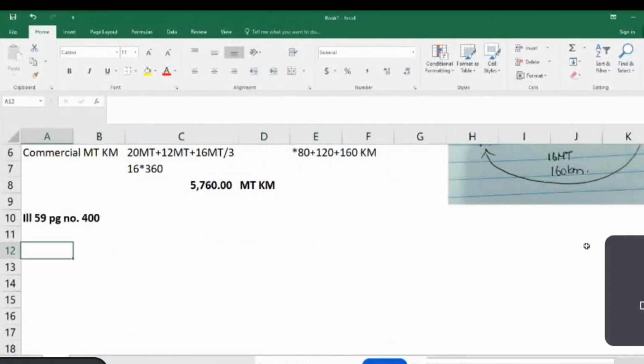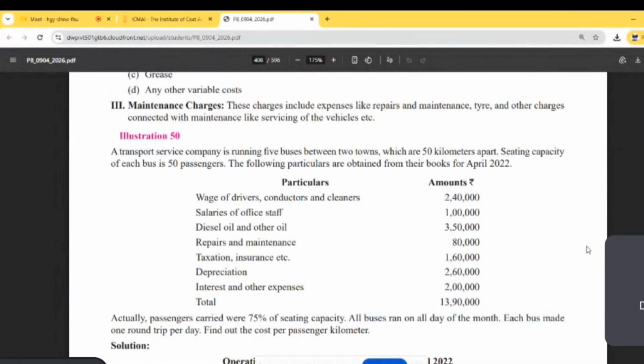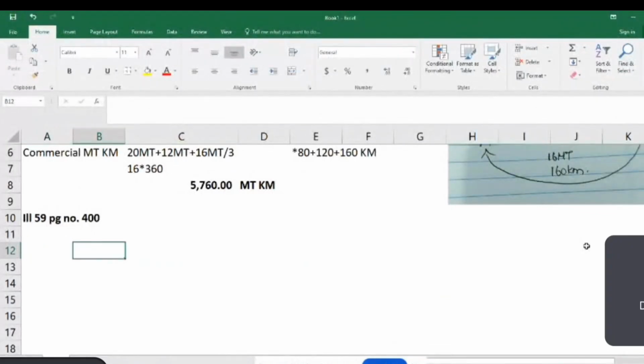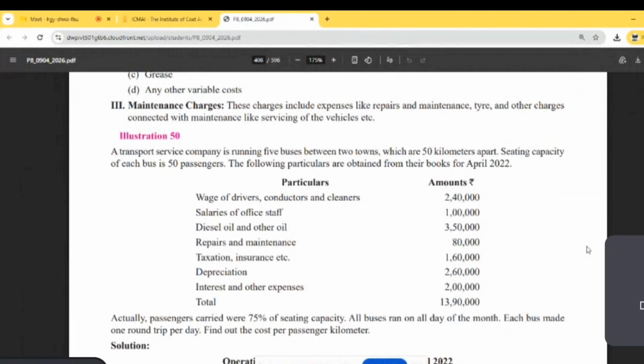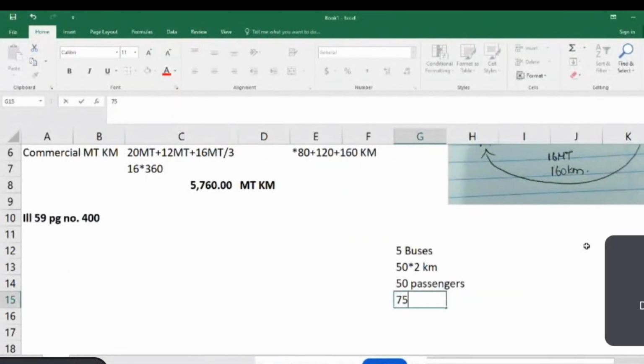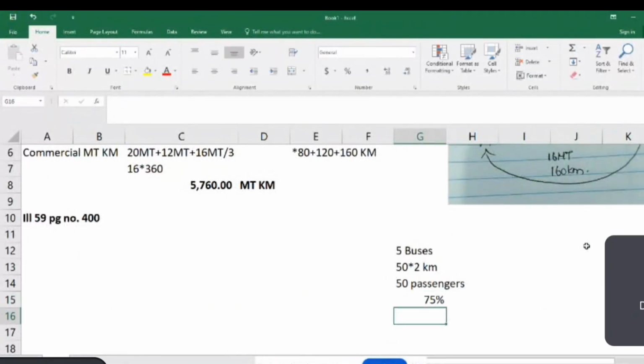So what are the details that have been given? Basically there are 5 buses. First we'll write whatever is given here. 5 buses. It is traveling 50 into 2 kilometers, so basically 100 kilometers. And seating capacity is 50 passengers. Then what has been given? Passengers carried are 75%. Each bus seating capacity is 50 passengers, but only 75 percent is being occupied.